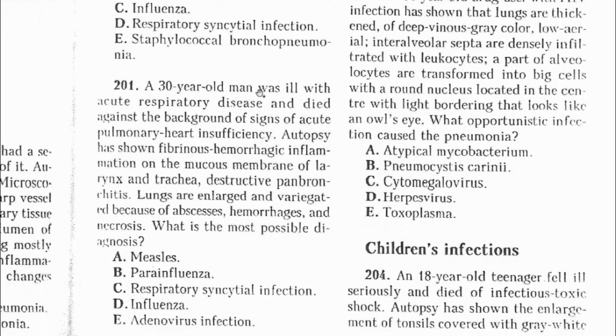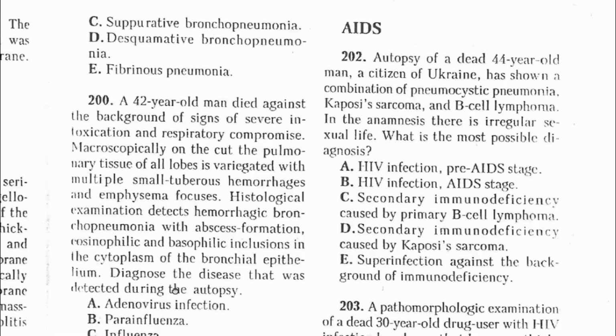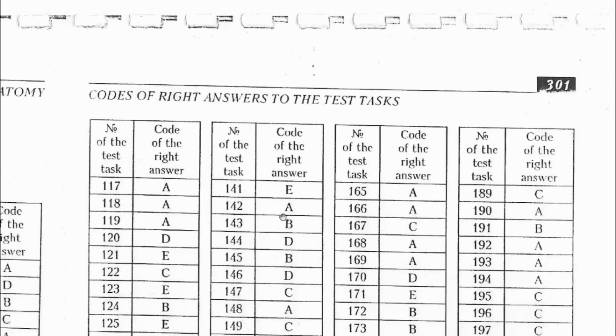A 30-year-old man was ill with acute respiratory disease and died against the background of signs of acute pulmonary insufficiency. Autopsy has shown fibrinous hemorrhagic inflammation on the mucous membrane of the larynx and trachea, destructive bronchitis. Lungs are enlarged and variegated. And because of abscesses, hemorrhages, and necrosis, what is the most possible diagnosis? Same as above. So your answer is what? Influenza. D. Okay. Now.